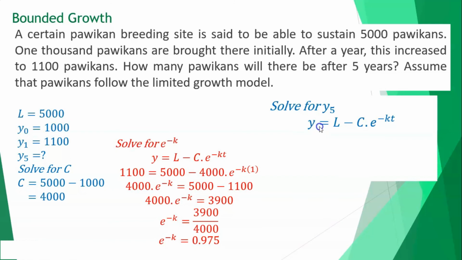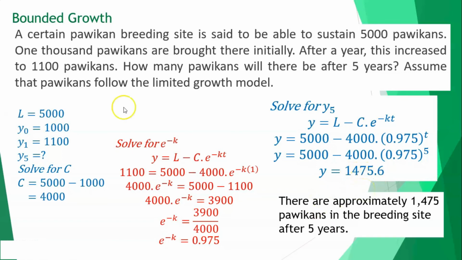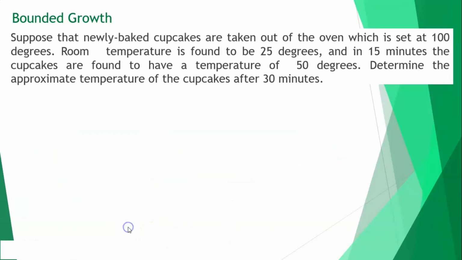So, solve for y at 5. Again, our equation for bounded growth is y is equal to L minus c times e to the negative kt. So, substitute. Our L is 5,000. Our c is 4,000. Our e to the negative k is 0.975 to the power of t. Since our t here is 5, replace it with 5, making use of your calculators. So, our y here would be around 1,475.6, or approximately, there will be 1,475 Pawikans in the breeding site after 5 years.